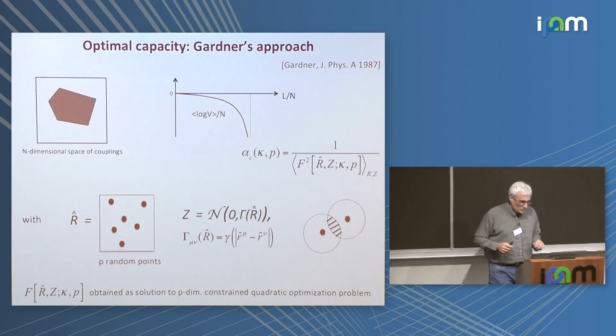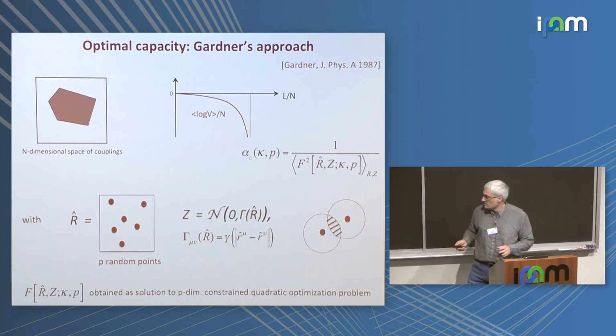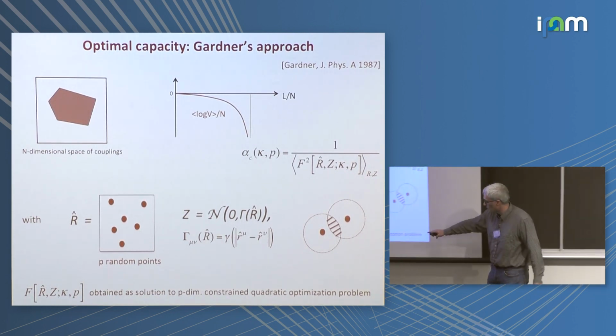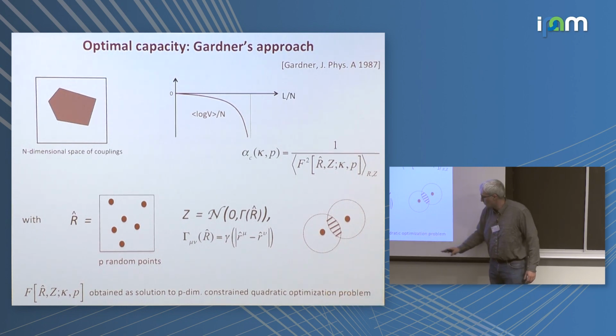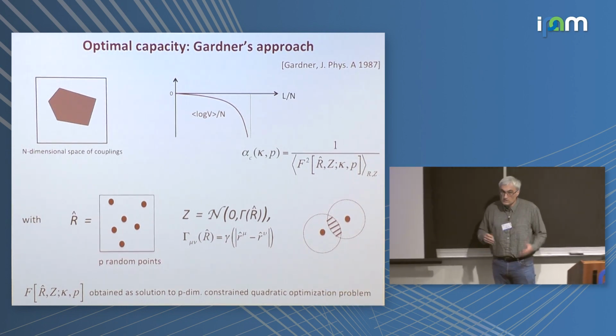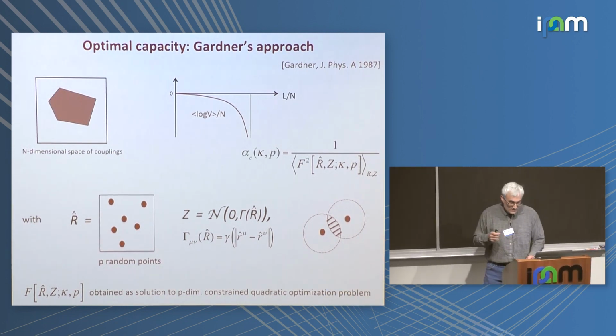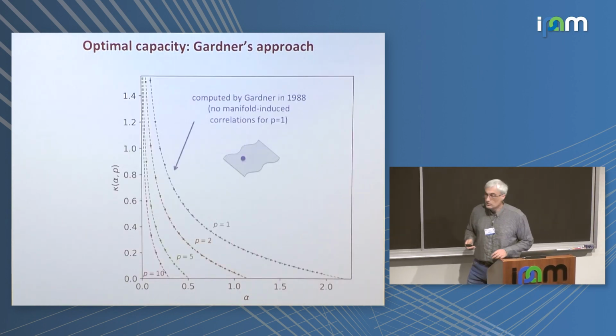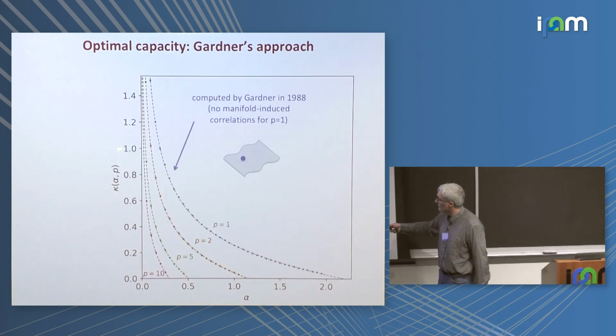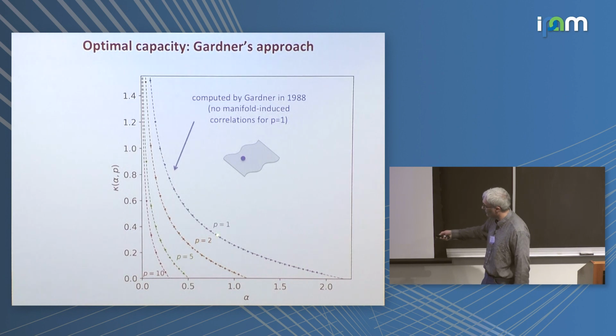So this F function, I don't write the expression, we have it explicitly, is obtained as a solution to a p-dimensional constrained quadratic optimization problem. It's not so easy to do, but if p is not too large, then you can do that, and this is what you find. This is the optimal stability as a function of alpha for different p's. Of course, as you increase the number of points, you have more constraints to satisfy, so the stability is decreasing.